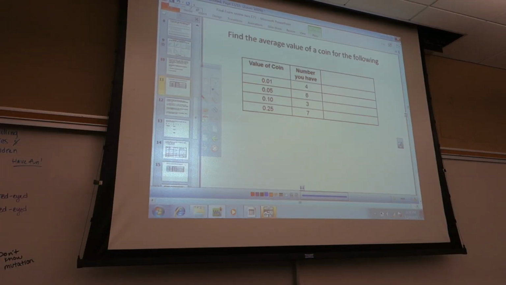Okay, I feel like people are getting a little lost with this. So what is it saying? It's saying I have 4 pennies. You can think of it this way: I've got 0.01, and I've got another 0.01, another penny, another penny. And then I have six nickels.